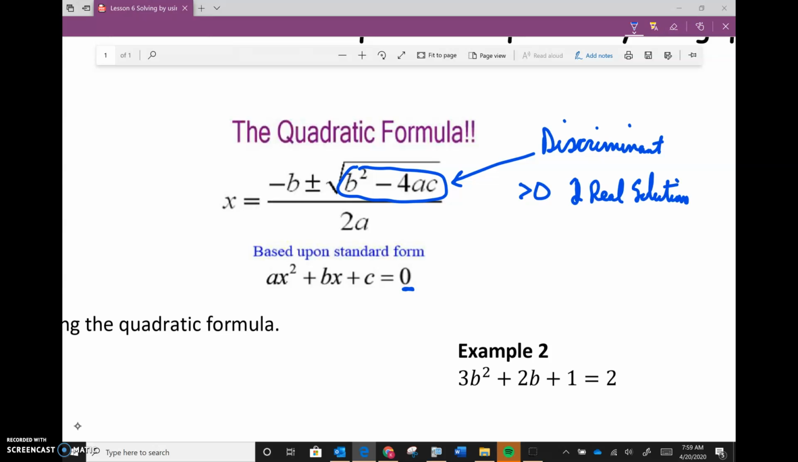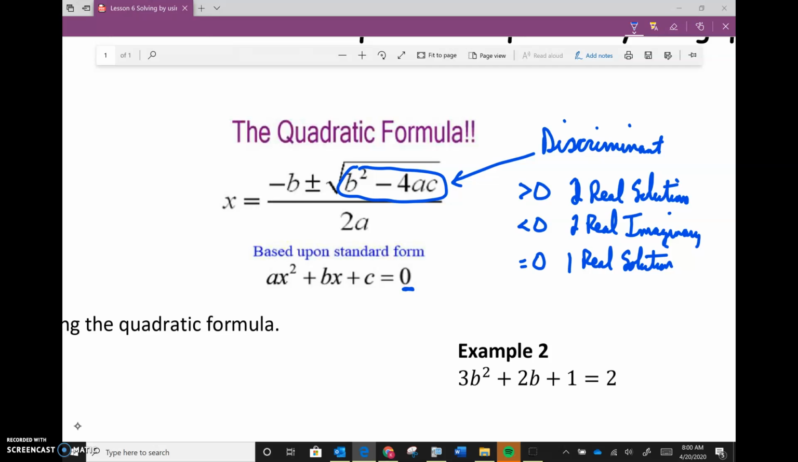If it was less than 0, so it's a negative number, then we have two imaginary solutions. And that's because you got the square root of a negative number. Whenever we have the square root of a negative, that's imaginary solutions. And if it's equal to 0, then there's only one real solution.